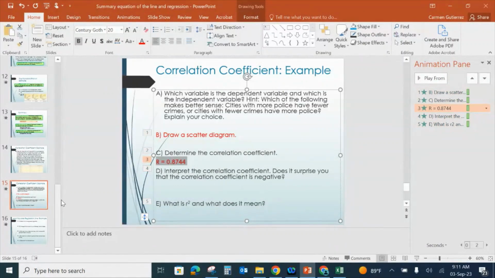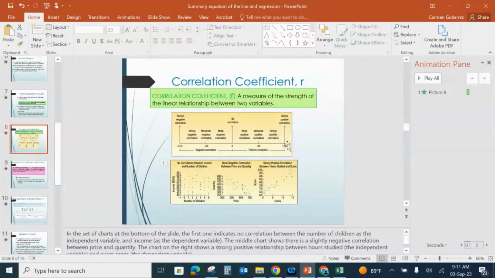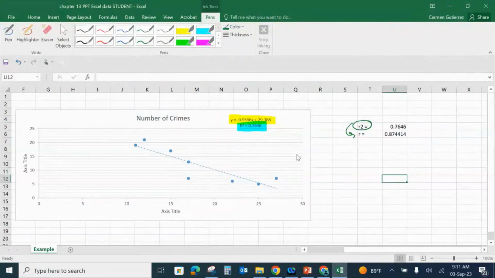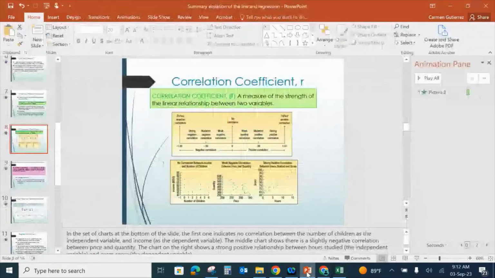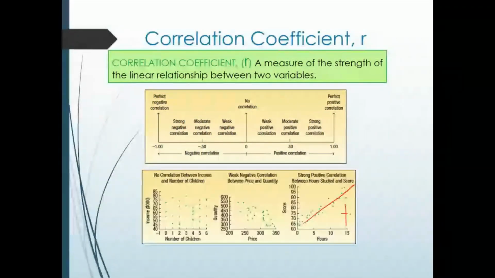What does this mean? Okay, we saw earlier 0.8744. We saw earlier here that the closer to 1 or -1, the stronger it is. In this case, let's go back to our data point. We also said that r squared has no sign. Now, I know that the line is going down. So in this case, just by looking at it, coefficient of correlation can be positive and can be negative. Okay, a positive correlation will be a line going up. A negative correlation will be a line going down.